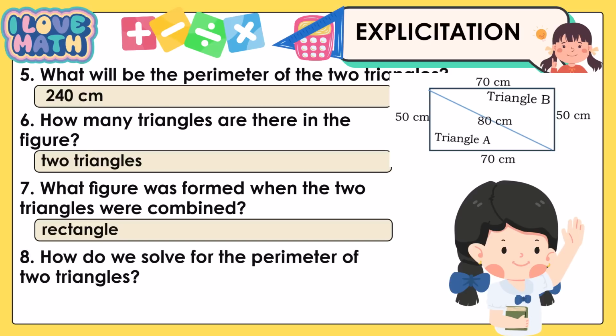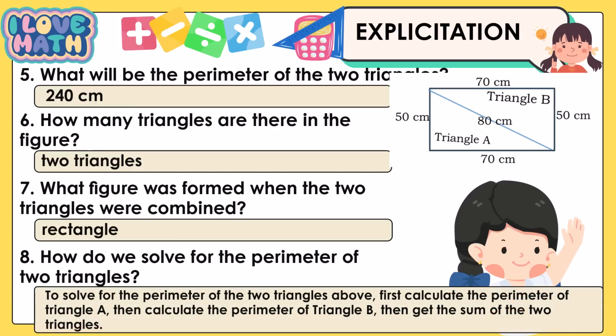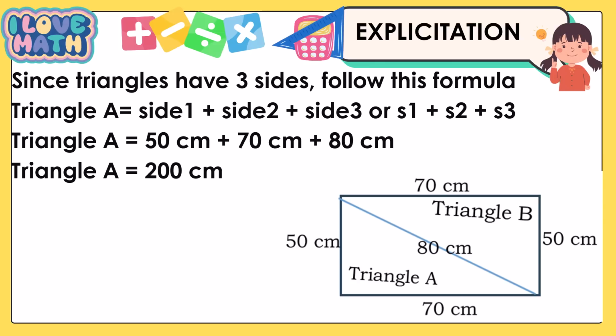Number 8, how do we solve for the perimeter of two triangles? The answer, to solve for the perimeter of the two triangles above, first, calculate the perimeter of triangle A. Then, calculate the perimeter of triangle B. Then, get the sum of the two triangles. Since triangles have three sides, follow this formula.